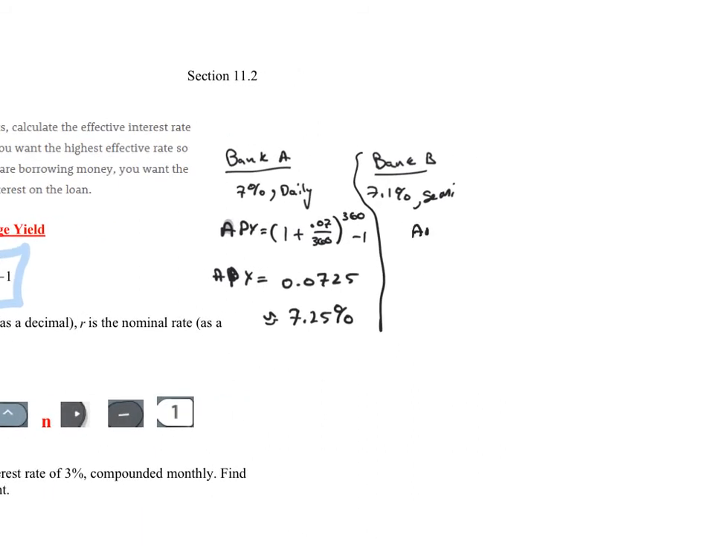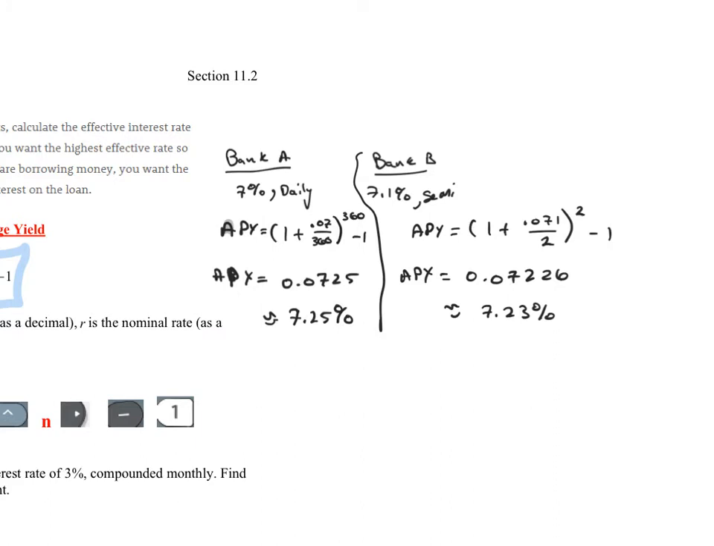To calculate the annual percentage yield, I'd have 1 plus r, which is 0.071, divided by n, semi-annually is twice a year, raised to the second power. Again, this is not in the exponent. We have that minus 1. Go ahead and plug that into your calculator, and let's see what you get. I'm getting 0.07226. That's enough decimal points. So if I want to convert that to a percentage, moving the decimal to the right, that would be about 7.23% approximately.